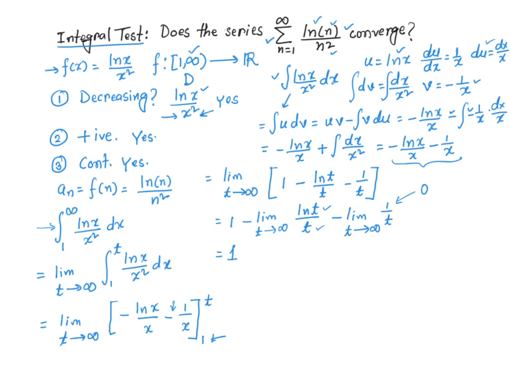So by the integral test, the summation n equal to 1 to infinity of ln of n over n square does converge as well. Once again, by the integral test, ln of n over n square summed from 1 to infinity does in fact converge.